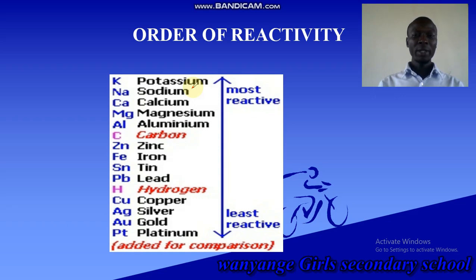Now, hydrogen and carbon are actually not metals. They are just put there for comparison. Okay? So the major metals are those other elements apart from hydrogen and carbon. So the most reactive of all these metals is potassium, and the least reactive is platinum.